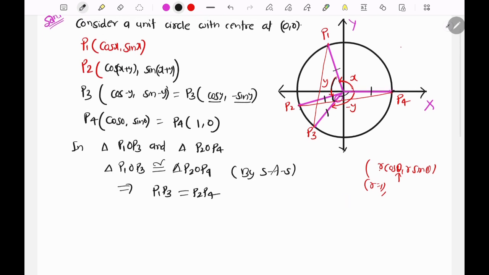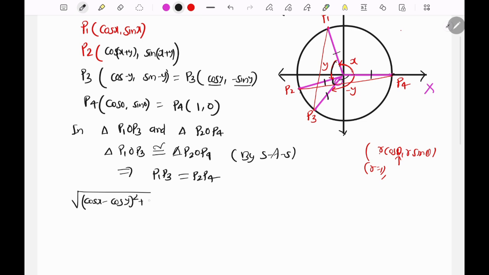Now, what is P1 P3? How can we find the distance between P1 and P3? We can find it using the distance formula between the P1 point and the P3 point. The distance formula is root over cos x minus cos y, whole square, plus sin x plus sin y, whole square.